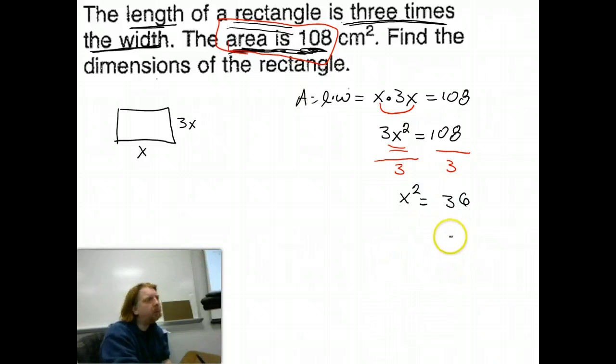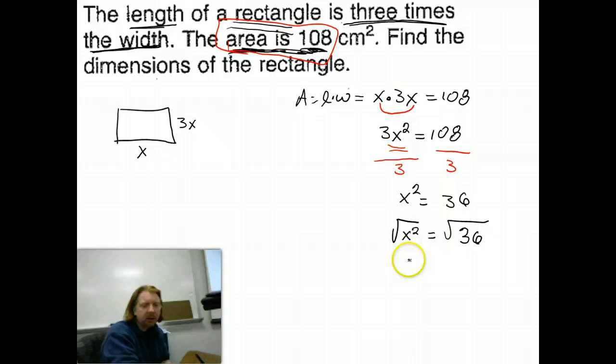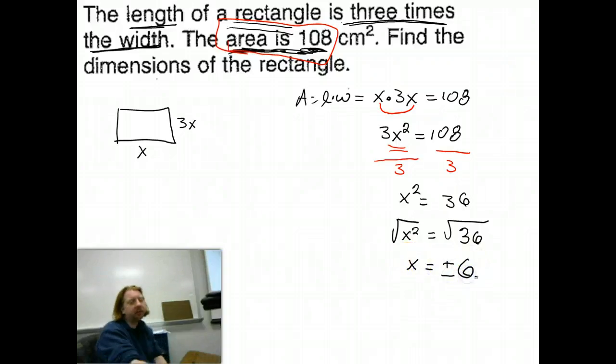So how do I get the x by itself? Square root it. Don't divide by 2. People do it, because you see the 2 and you think, I have to get rid of a 2, so I'll divide by it. That only works when the 2 is a coefficient, not when it's an exponent. So my answer is x is positive or negative 6.